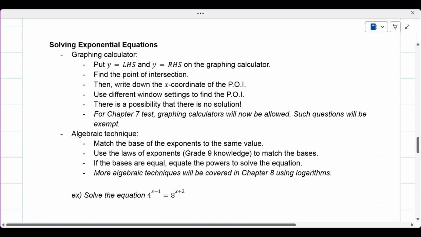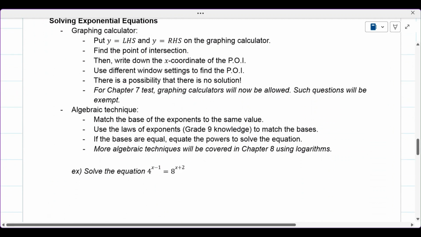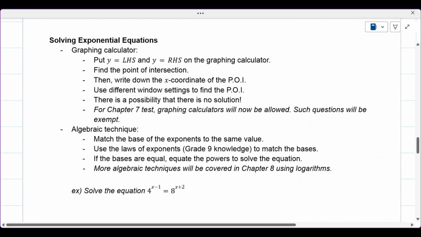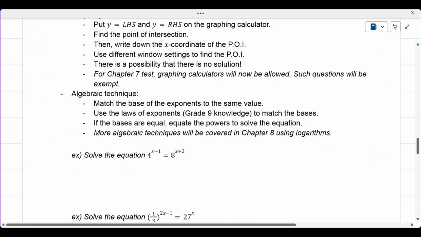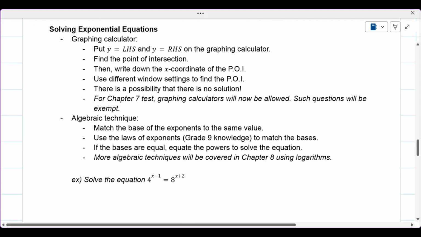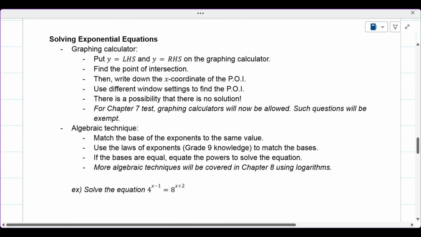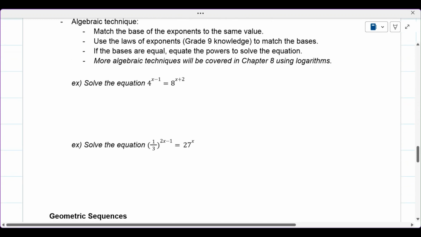Now we need to solve exponential equations. In this, the examples that I put here are the questions that can be solved algebraically. So we're going to focus on the algebraic technique, because the graphing, the one that requires a graphing calculator, will not be put on the test, and we'll learn better and more advanced skills in chapter 8. So let's solve these problems.